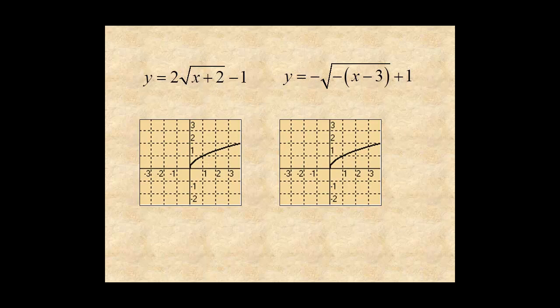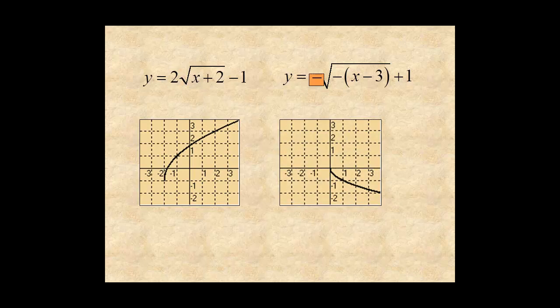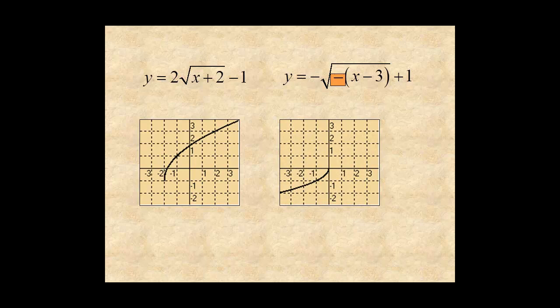Here are 2 more examples. In the first graph, the function is translated 2 units left and 1 unit down, and then stretched vertically by a factor of 2. In the second graph, the function is reflected across the x-axis and the y-axis, then translated 3 units right and 1 unit up.